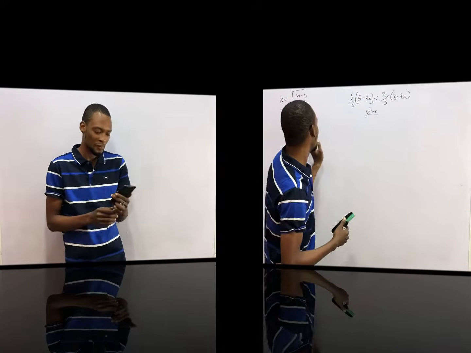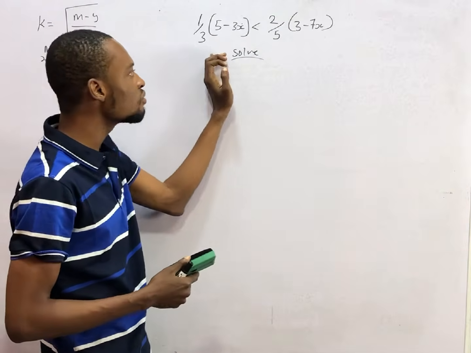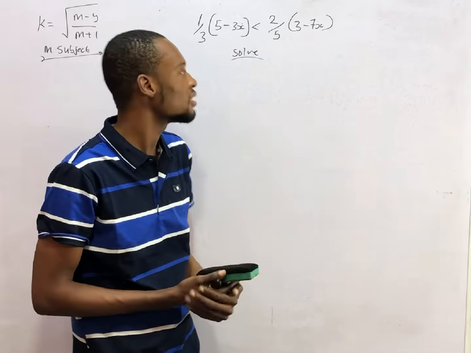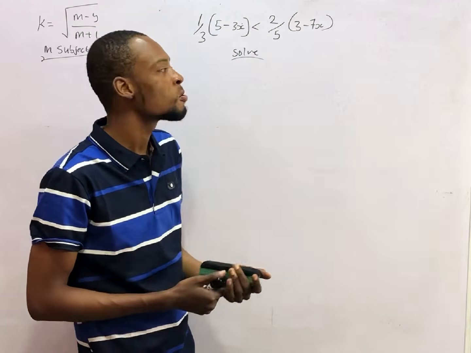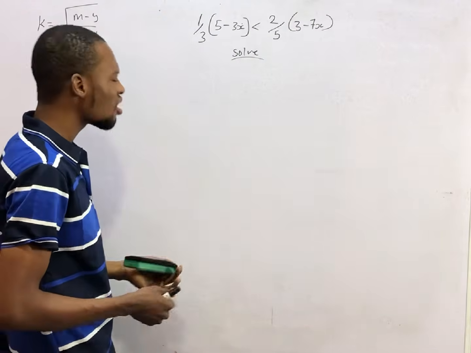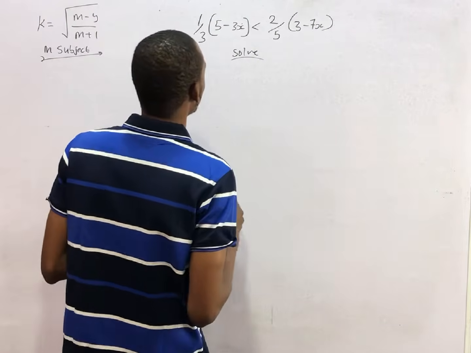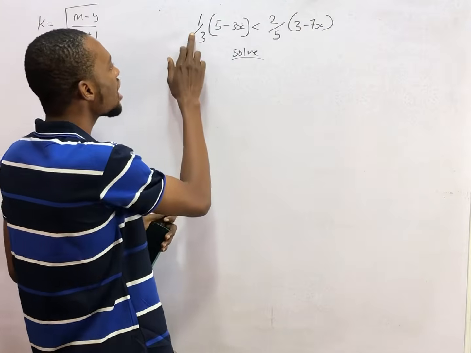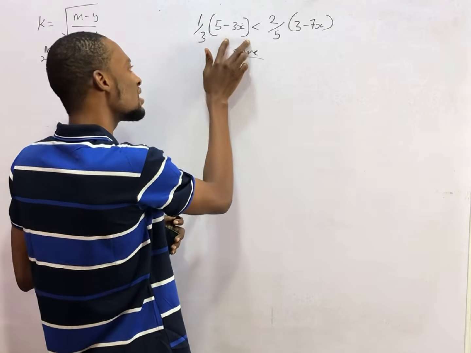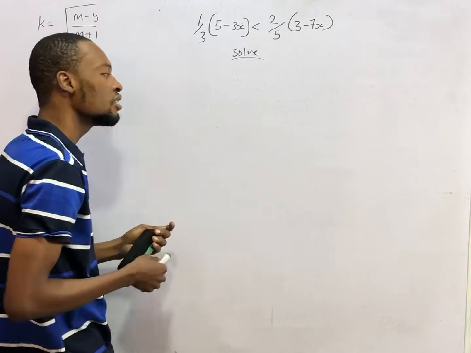Here it says we should make M subject formula, and here it says we should solve the inequality. Everything here is lesser than everything here. What do we do? Of course, there is a bracket. Let's open up the bracket. How do we open up the bracket? Here we use 1/3 to multiply everything inside. Here we use 2/5 to multiply everything inside.